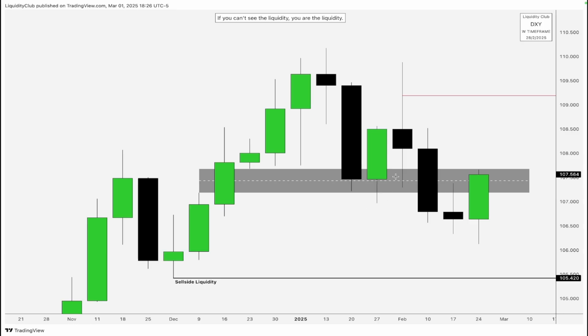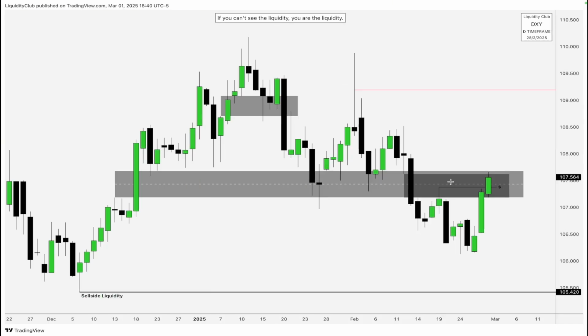Price has swept the sell side liquidity right there, and now we're retracing into this very gap here. We took out last week's high here, as you can see. If we go to the daily time frame chart, you can see price has swept that high.